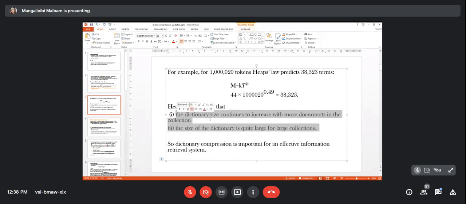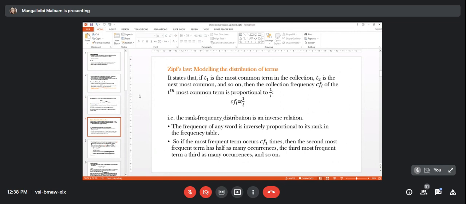The first one tells about the dictionary size, which increases when there are more documents in the collection. And the second suggestion is that the size of the dictionary is quite large for a larger collection. This is obvious, right? When you have a large number of documents, automatically the size of the dictionary will be large. That's why we need a compression technique. Dictionary compression is important for an effective information retrieval system, so we need to perform the compression technique.